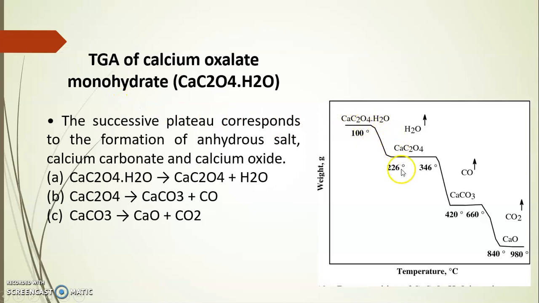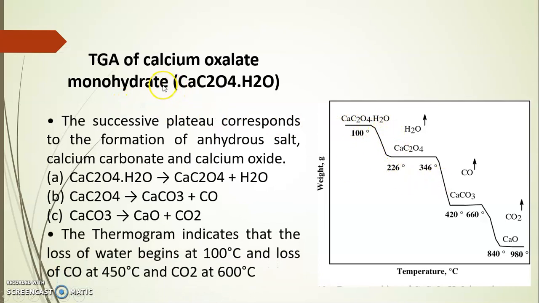Here you can see this is the TGA curve of calcium oxalate monohydrate. The successive plateaus correspond to the formation of the anhydrous salt, calcium carbonate and calcium oxide. When calcium oxalate monohydrate is heated over a range of temperatures, firstly a linear baseline is obtained.